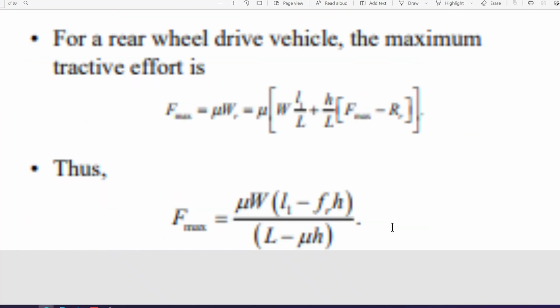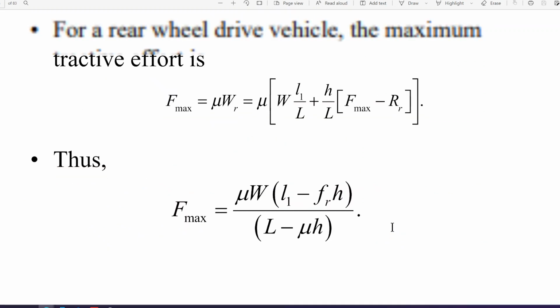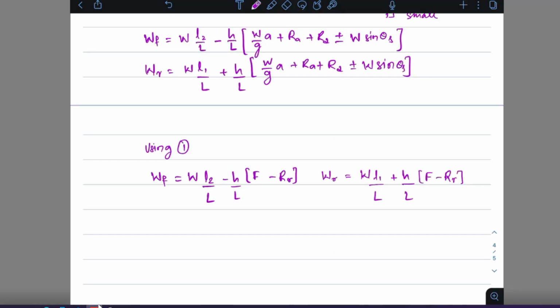Similarly, we can do it for a rear drive vehicle. The maximum tractive force is mu into WR, which leads to this expression which we have been using in the assignment or in this tutorial. So this is how we can derive the formulas.